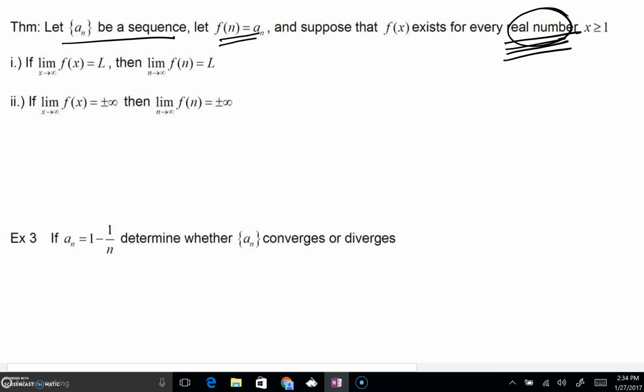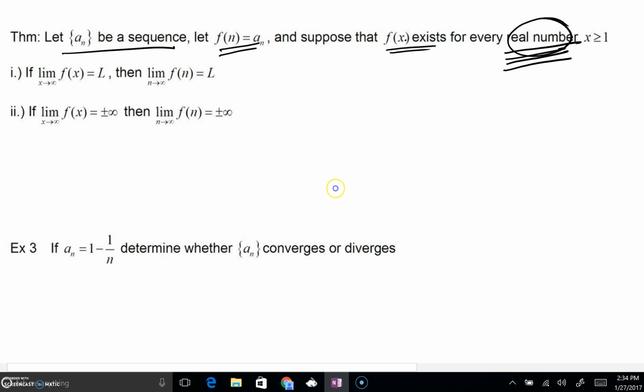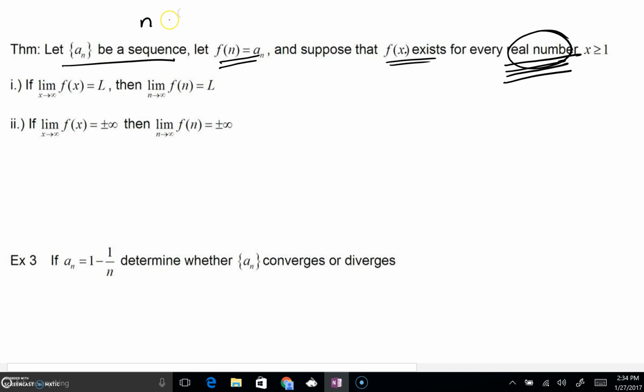See, there's a big difference. Real numbers, do they only have to be whole numbers? No, real numbers could have decimals and fractions, right? So sometimes kids look at this and they'll say, what's the difference between f of x and f of n? N here is a whole number. You can only have whole number terms. You can only have your first term, your second term, your third term, your fourth term, and so on.